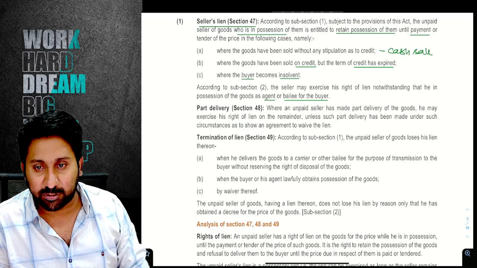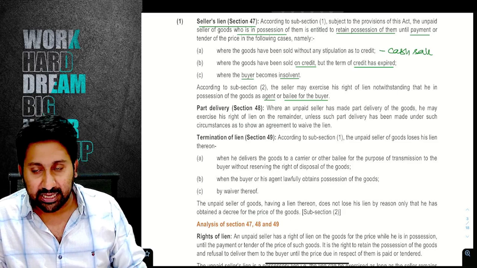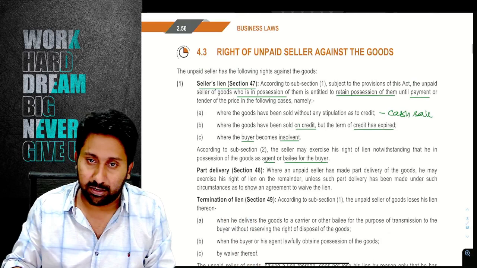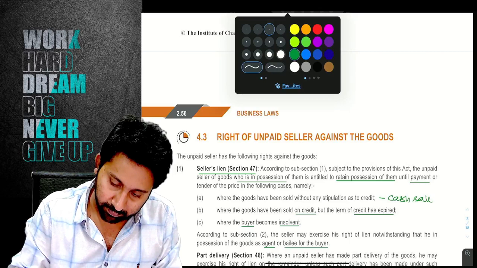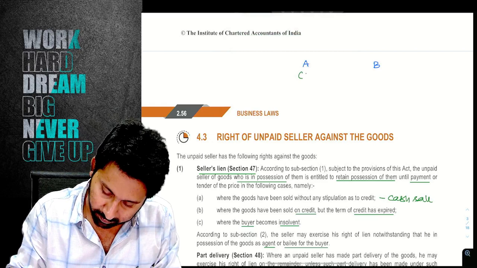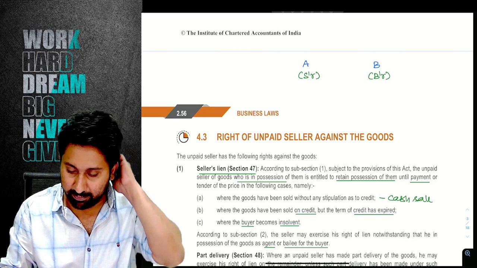The seller may exercise a right of lien, ignoring that he is in possession of goods as an agent. He may be an agent, we already read. But bailee for the buyer, we didn't read it. What does it mean? See here. Two parties are there, the seller and the buyer. Now listen.